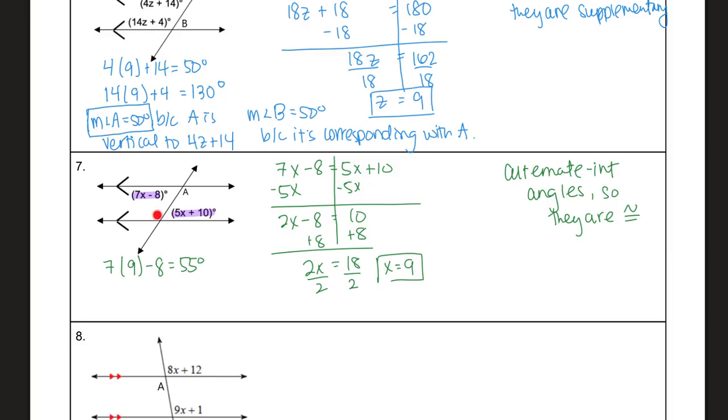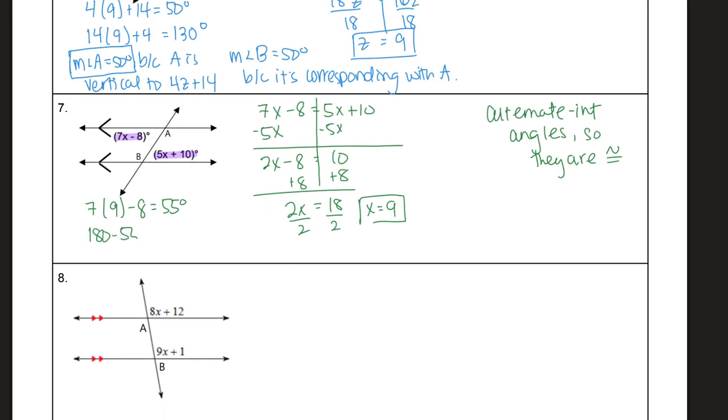But if we want to find angle A and B, we know that angle A and this angle right here are a linear pair because they form a straight angle, which means we can do 180 minus 55, which is 125, to get the measure of angle A. Because it's supplementary, or a linear pair, with the 7x minus 8. Okay, so if the measure of angle A is 125, we actually know that the measure of angle B is also 125, and that's because it's alternate interior with angle A.